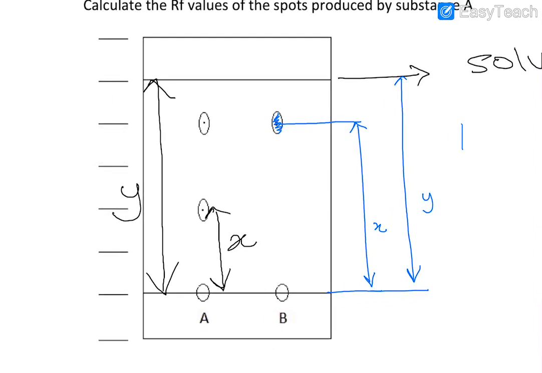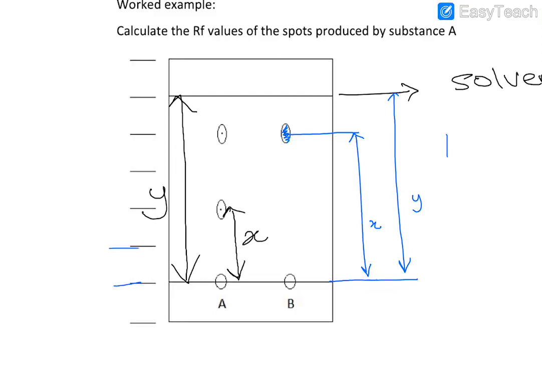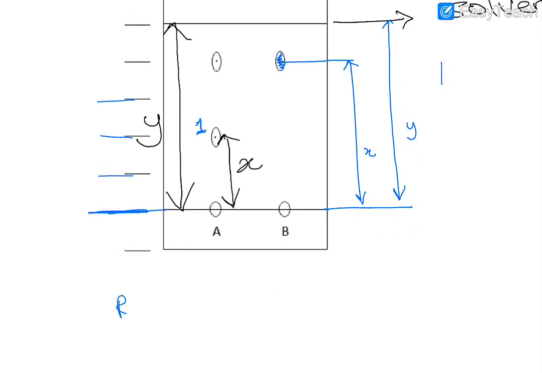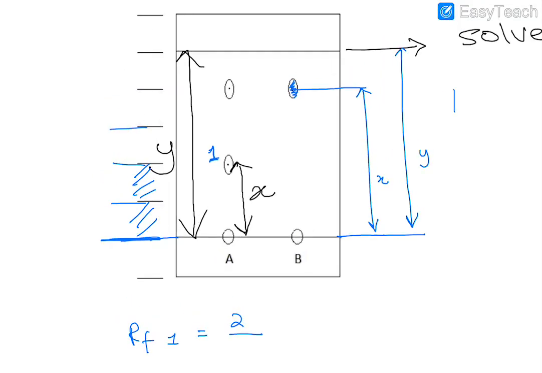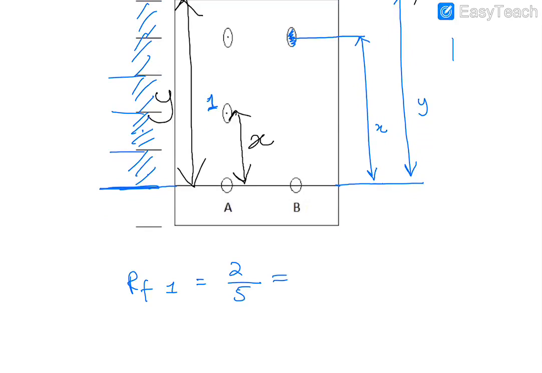So in this example, there are graduations that are already given. So that would be the graduation on the baseline. So here for the spot, let's label this spot 1. The RF value for spot 1 is going to be, so there's 1, 2, so 2 divisions, divided by the total division, which is 1, 2, 3, 4, 5. So 2 over 5, which gives you a value of 0.4.